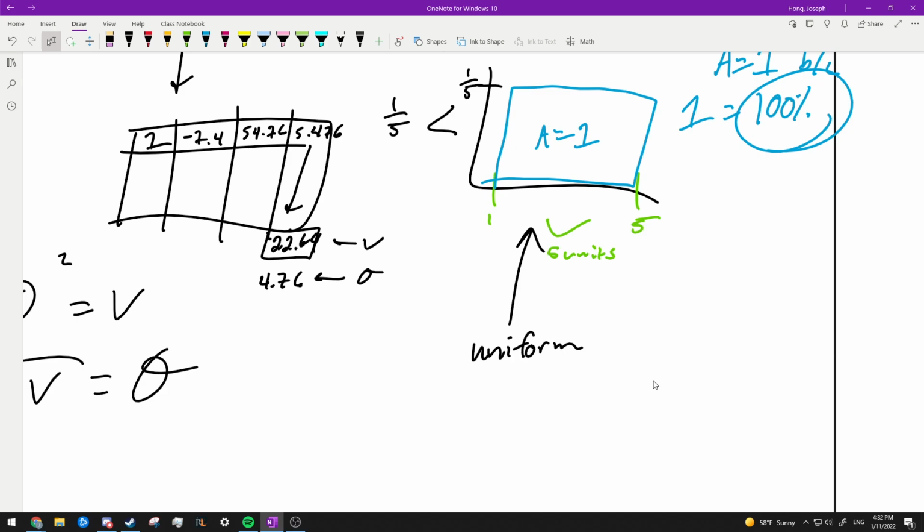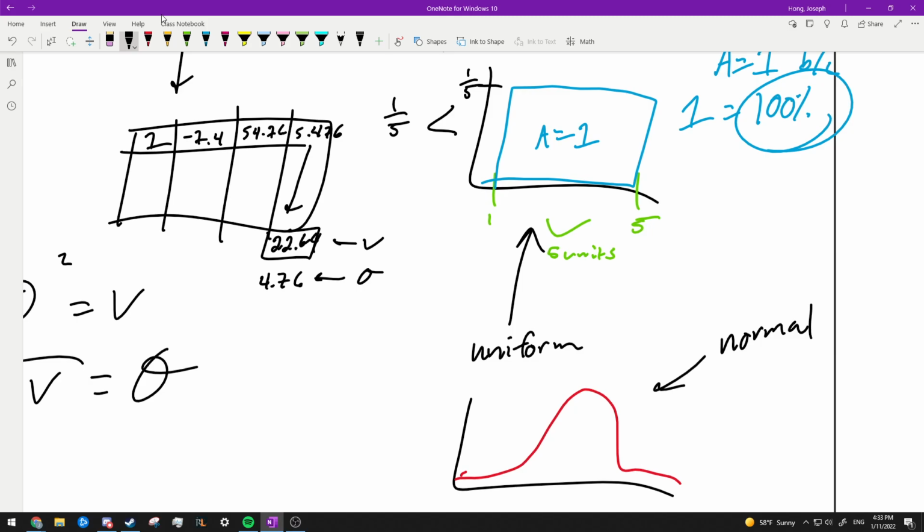But there's another curve that we learned about, which has an area of 1. And it's called the normal curve, which looks like this, the bell curve. We learned about this in Unit 1. This is called normal distribution. And we're going to start using this next lesson, or soon. I don't know when that's going to be.